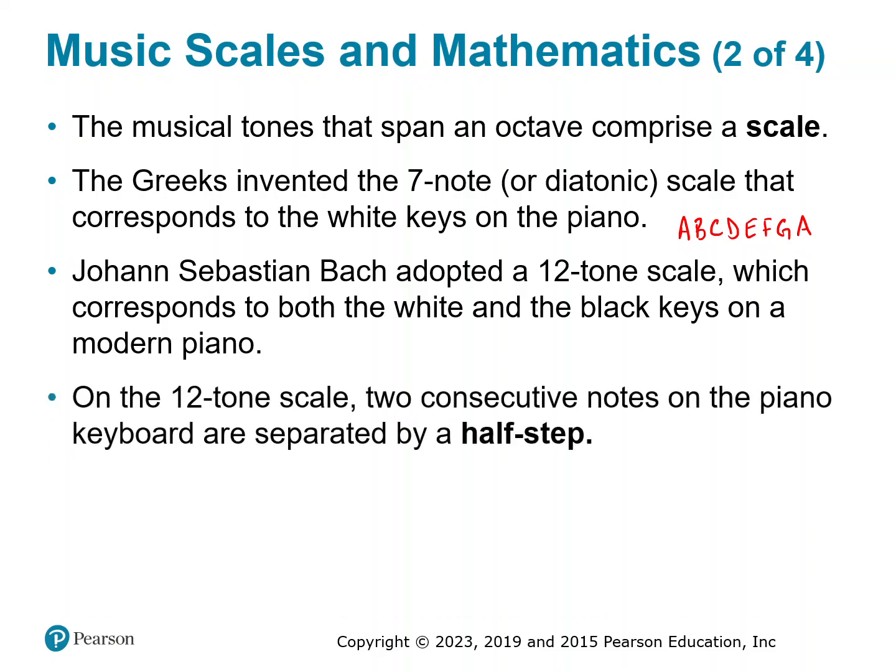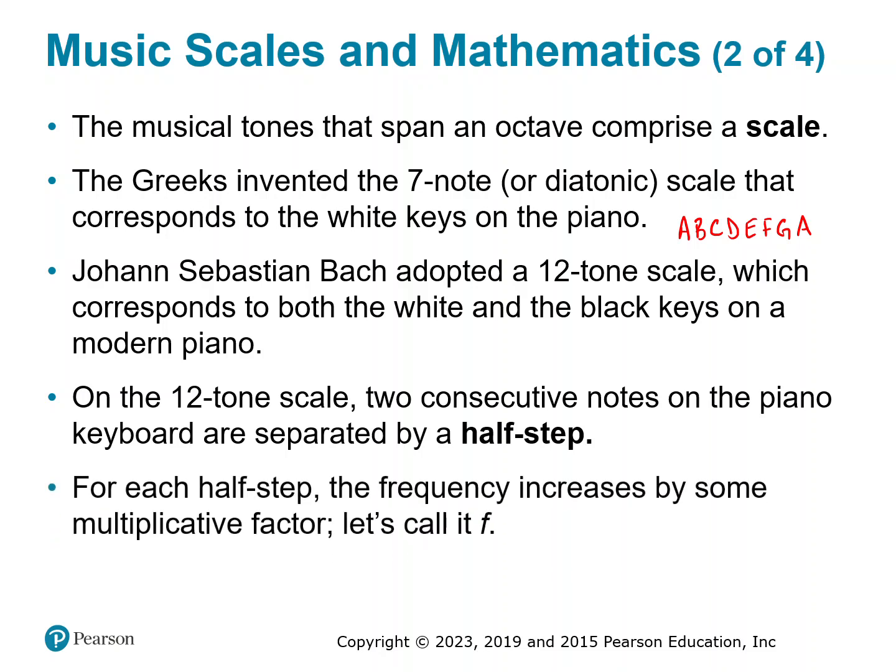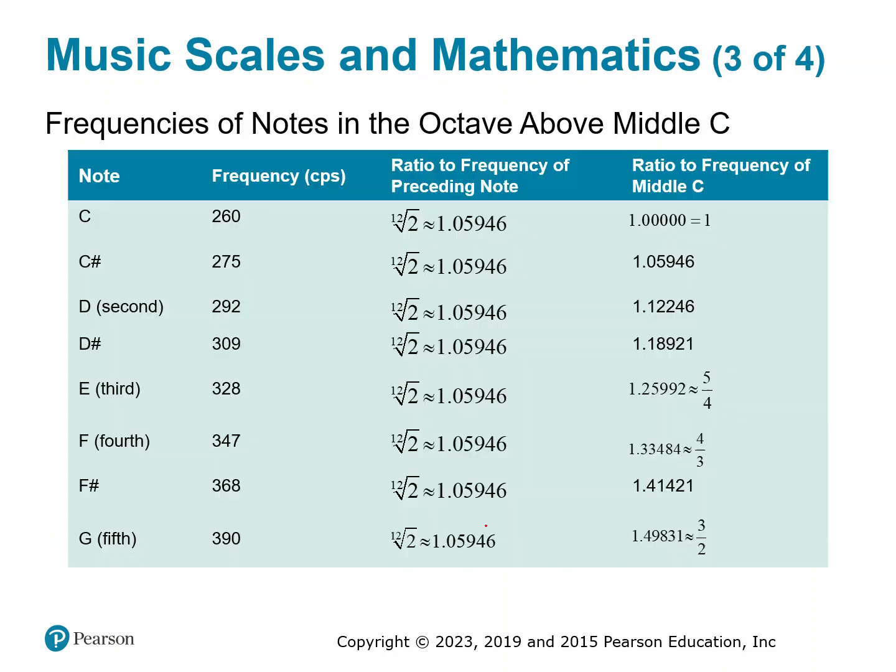On the 12-tone scale, 2 consecutive notes on the piano keyboard are separated by a half step. And the keys really tell you which tones have the half steps and which ones do not. For each half step, the frequency increases by some multiplicative factor. We're going to call it F factor.